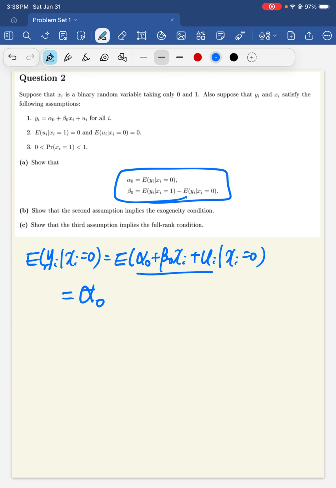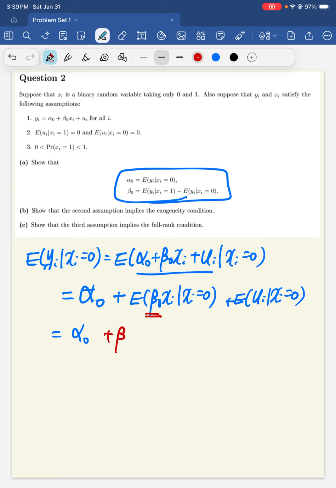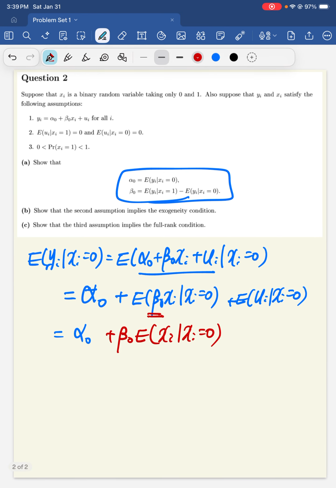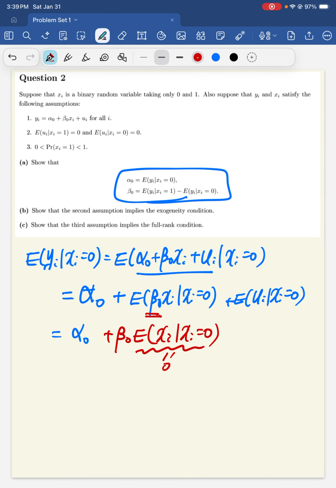So first, we have alpha 0. Alpha 0 is constant, so it's not affected by expectation, plus the expectation of beta 0 xi given xi equals 0, plus the expectation of ui given xi equals 0. Okay, so it is alpha 0 still, and in the second term, beta 0 is constant, so you can move beta 0 out of the expectation, and then this becomes 0. So in the end, it will be 0. And the final term is also 0 using this assumption. So it is 0. So simply, it is alpha 0.